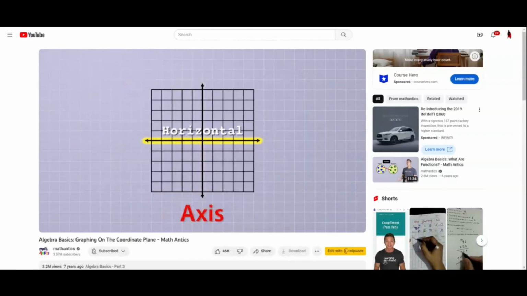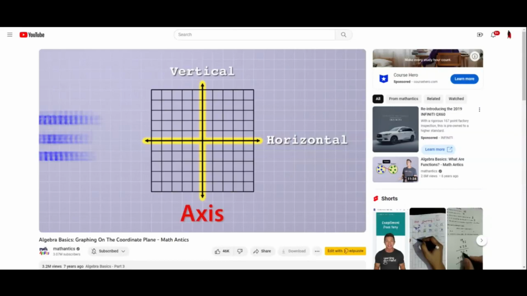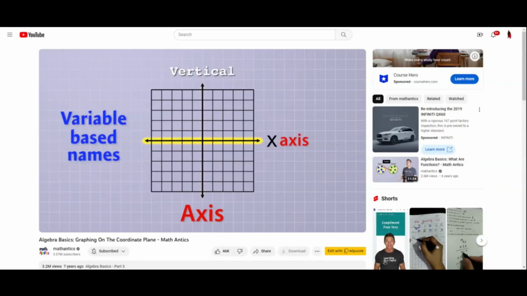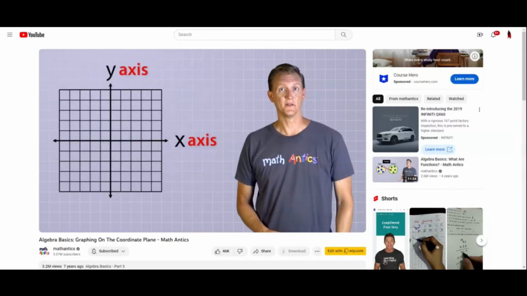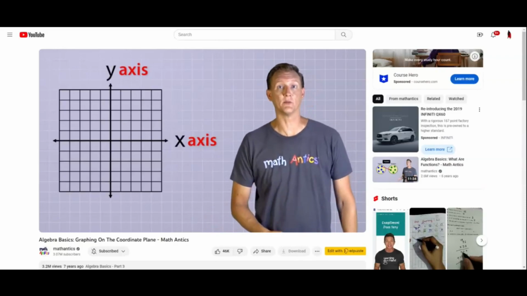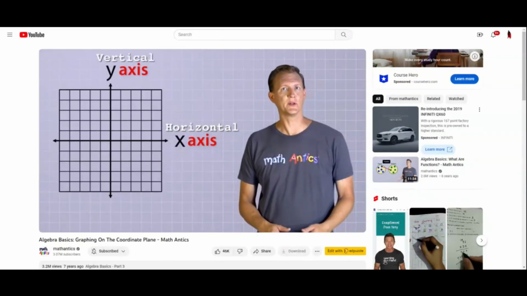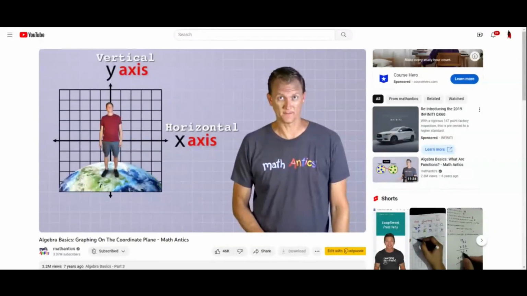One of the axes is horizontal, like the horizon, which means the other axis is vertical, or straight up and down. And they're often called the horizontal and vertical axes because of that. But even more often, the axes are referred to by variable-based names. The horizontal axis is called the x-axis, and the vertical axis is called the y-axis. Why use variable names? Well, there's two good reasons. The first is that variable names are more flexible than horizontal and vertical, which relate to specific orientations in space that may not always be relevant.